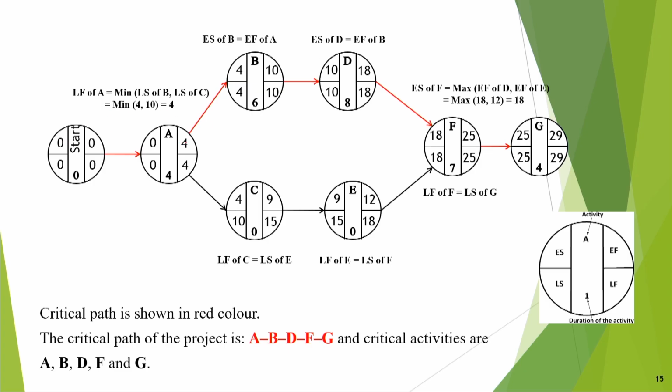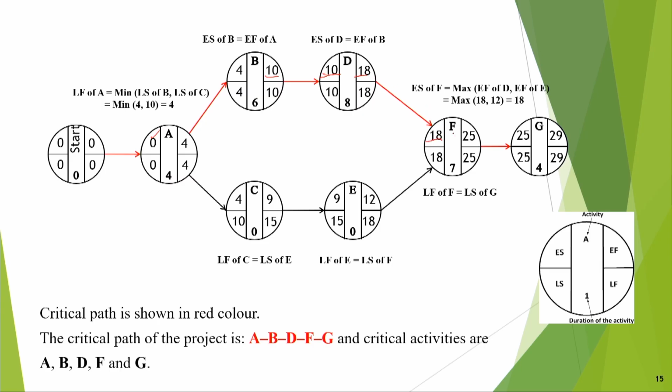This is 0, this is the start. Then 0 plus this activity's duration 4, so 0 plus 4 is equal to 4. Then 4 plus 6 is 10. This is finished, so the earliest finish is 10. If it is finishing at 10, the earliest start is 10, and 10 plus 8 is 18.